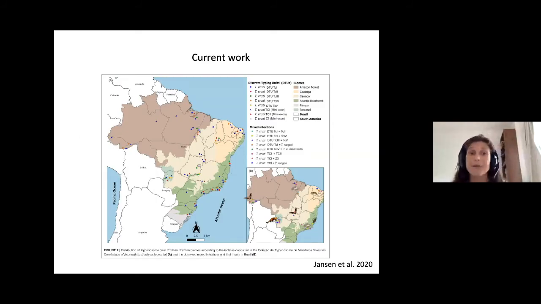What I'm doing now, in collaboration with the Janssen Lab, is studying the networks of interactions among wild mammals and the many species and genotypes of Trypanosoma that circulate in different environments. In this map, you can see the great diversity of different Trypanosoma genotypes and how they're distributed across the Brazilian biomes. You can also see here in this smaller map which are the species that carry the highest diversity of Trypanosoma genotypes in each environment.